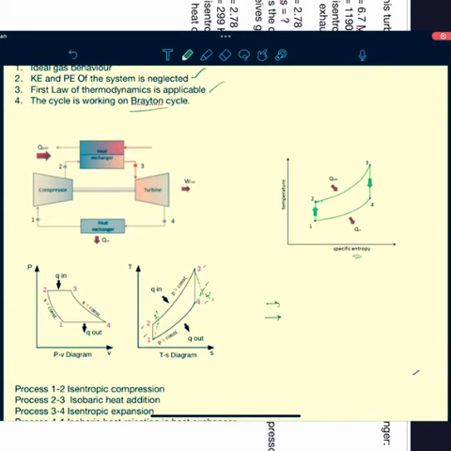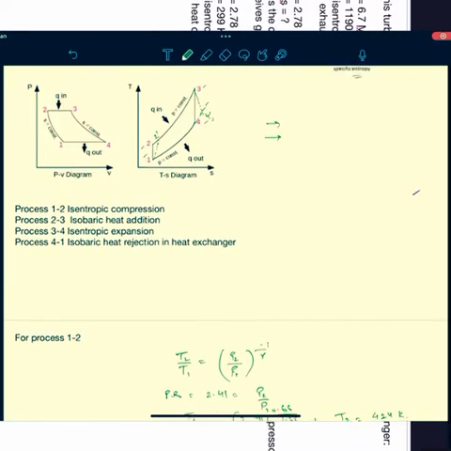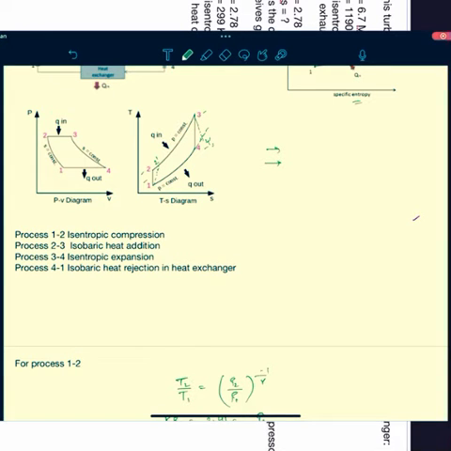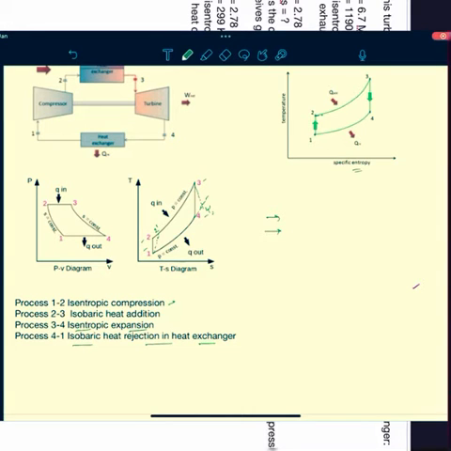So let us start finding out the remaining terms. Right here, process 1 to 2 is isentropic, reversible isentropic compression; then reversible isobaric heat addition; reversible isentropic expansion, that is process 3 to 4 in the turbine; and isobaric heat rejection in the heat exchanger. So the process 1 to 2 on the TS diagram is a reversible adiabatic compression.